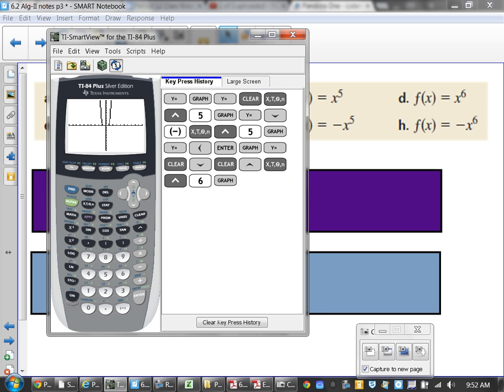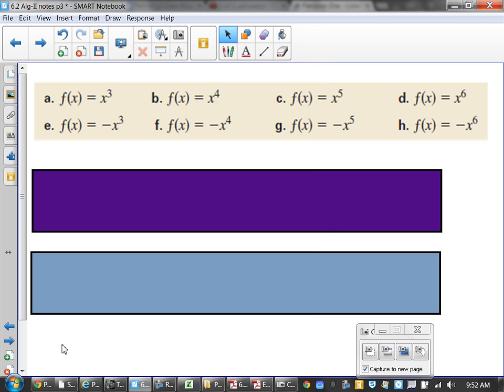Okay. It matches the same idea from when you did quadratics. If the leading term coefficient was positive, they were up like a cup. If they were negative, they were down like a frown. It kind of does the same thing when you're dealing with even and odd exponents. Okay? There's a nice little shortcut that happens.